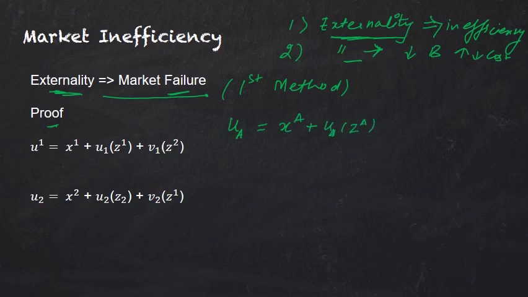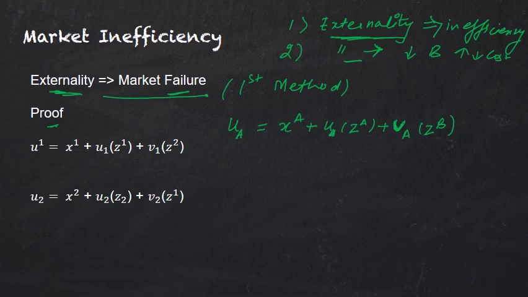Some utility function of A, which A consumes. Had I stopped my function right here, the people who have been with me since SEM 4 would understand this is a quasi-linear. But because we are talking about externality here, our function goes on further: utility of A, some other utility function of A with respect to the consumption of Z, which B does. So Z is the externality here, right?